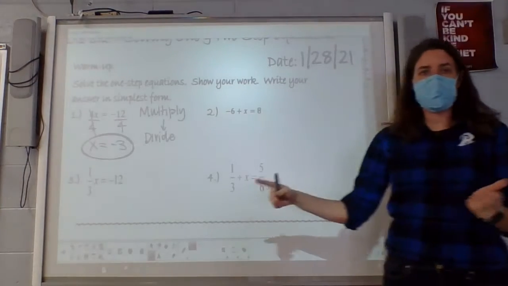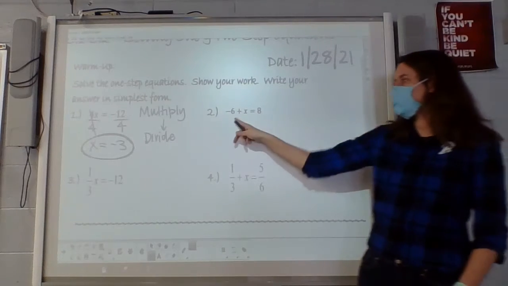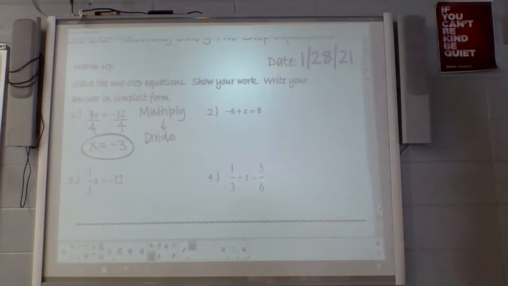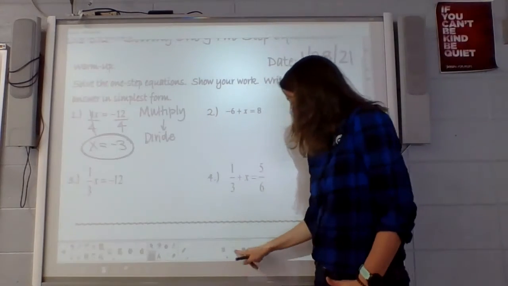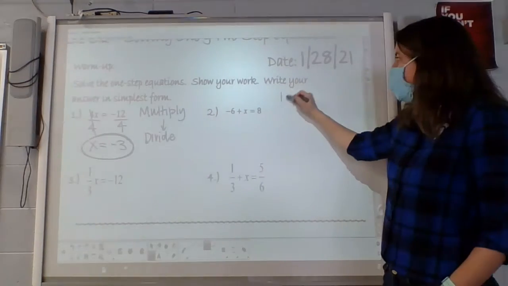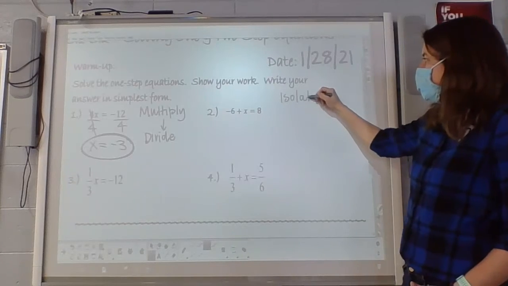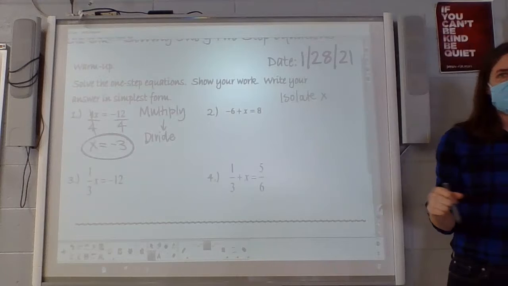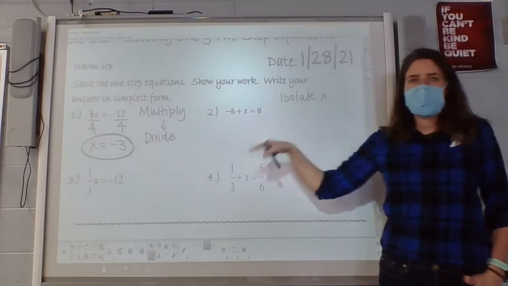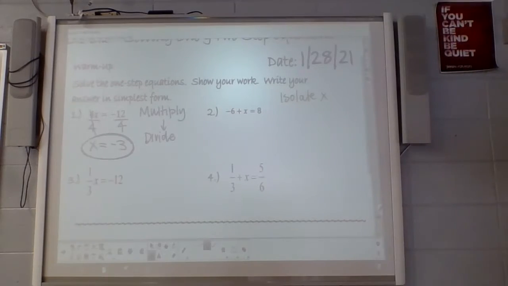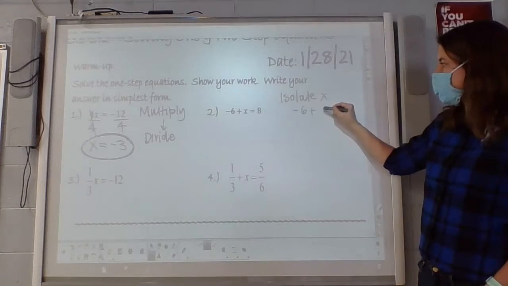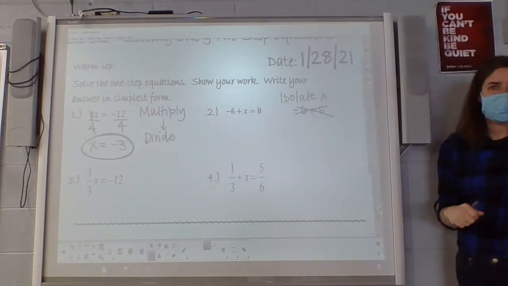This next one's a little bit confusing, because a lot of times people will say, oh, I see they're adding, so instead I should subtract. But in this case, I want to think about it as I want to isolate x. So x and negative 6 are being combined. How do I move a negative 6 over to the other side? What's the opposite of negative 6? Positive 6. So a negative 6 and a positive 6 get to cancel out.